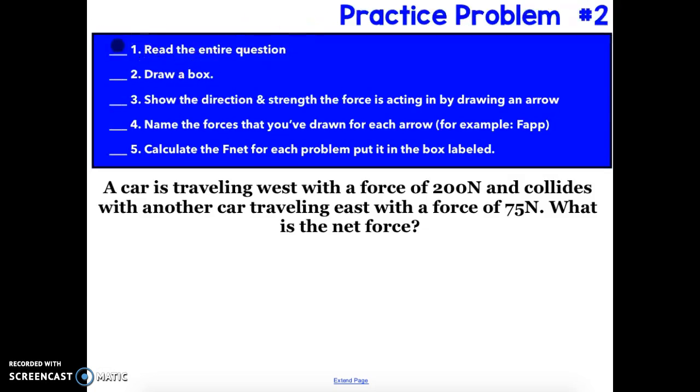Now it says I need to draw a box. So I'm going to go ahead and draw my little square. Okay, it doesn't need to be very big. I'm going to move it over here a little bit. All right, the first step it says is the car is traveling west with a force of 200 newtons. So that tells me if I am to think about a compass, I'm going to just go over here.